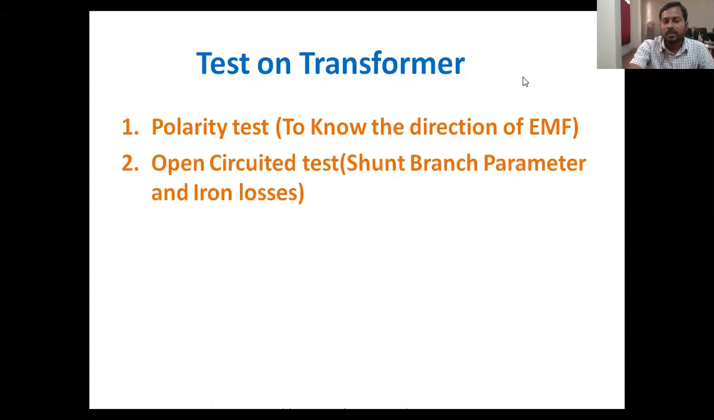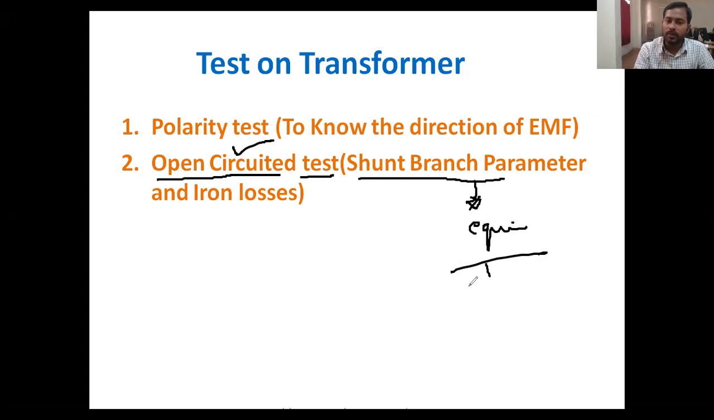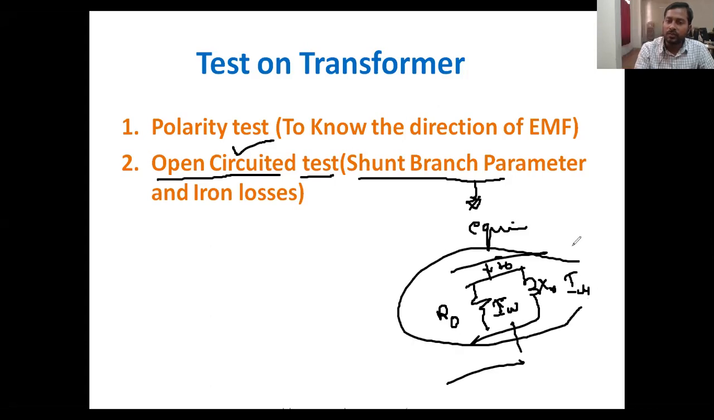The next one is the open circuit test, also called the OC test. By using this open circuit test, we can find the shunt branch parameters of the equivalent circuit. You might have shunt branches like this. This is R naught and this is X naught, and this is I naught. The shunt branch parameters R naught and I_w, X naught, I_mu, these parameters can be found by using this open circuit test.